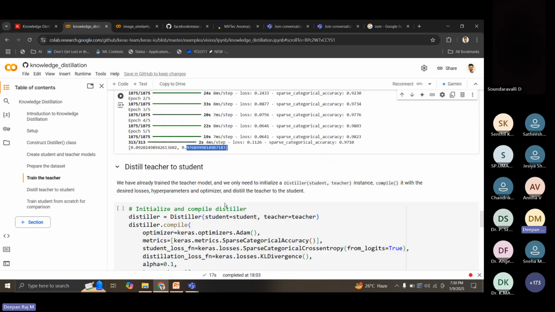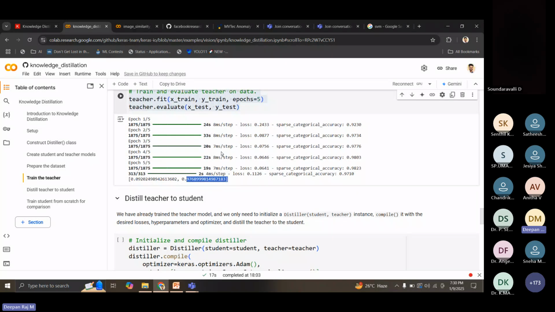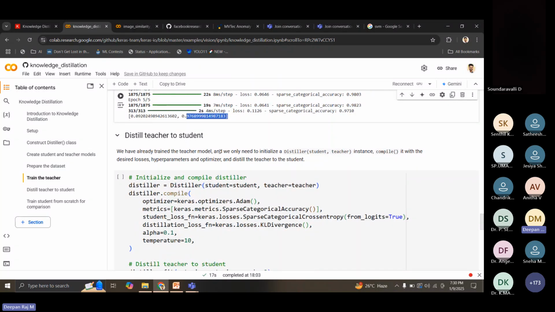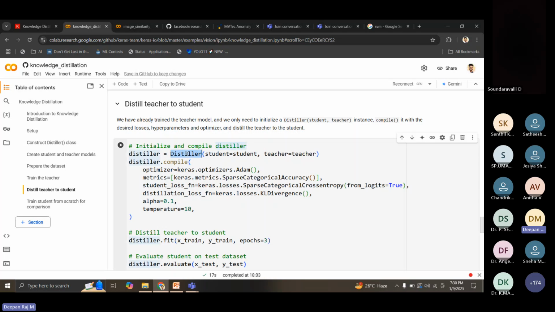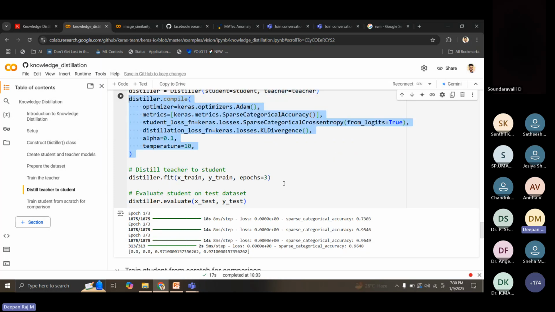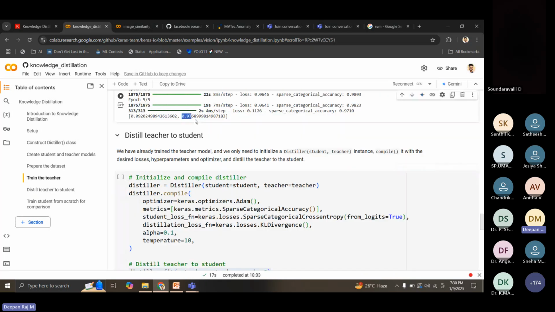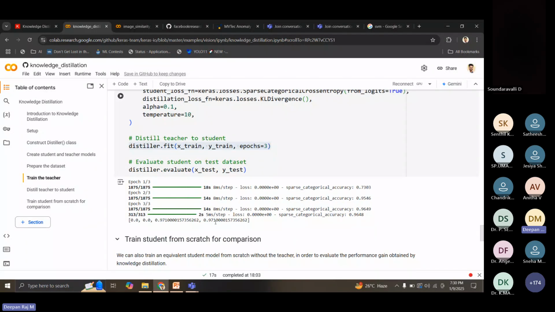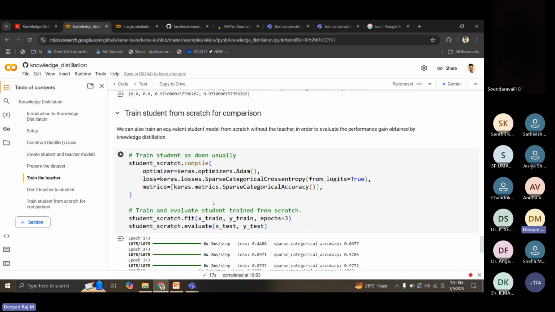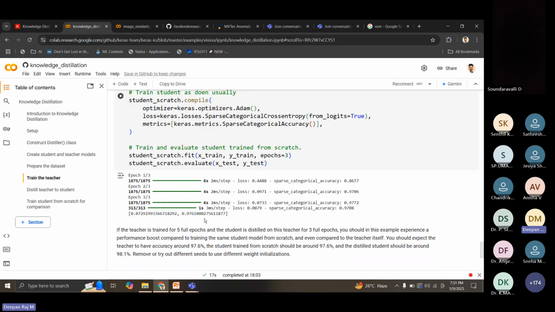Now I'm going to transfer the teacher's learning information, or logic information, to the student using the Distiller class which we just created. We give the student and teacher models inside it and compare them. Once this is done, I train the model for just 3 epochs, not even more. You see the accuracy of the student becomes 97, and here it is 97.6. A very, very small difference in terms of numbers. Just to show you the comparison, if I train the student from scratch, the result I got is 97.6.